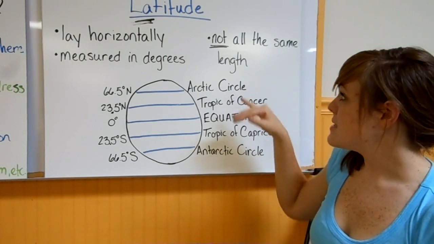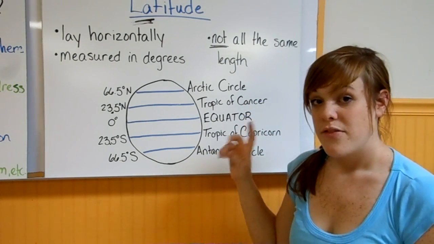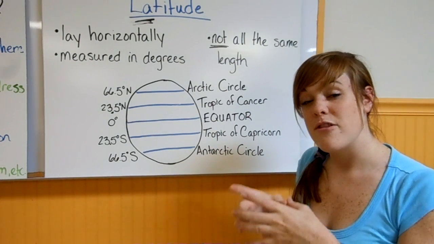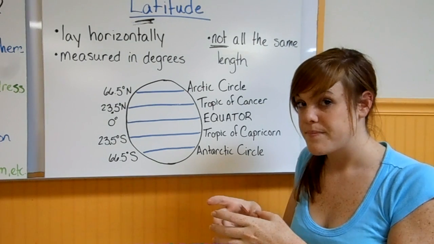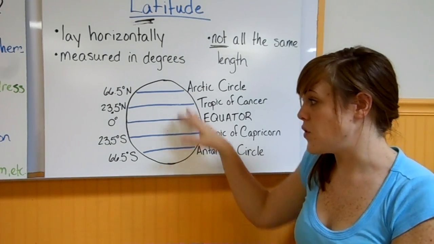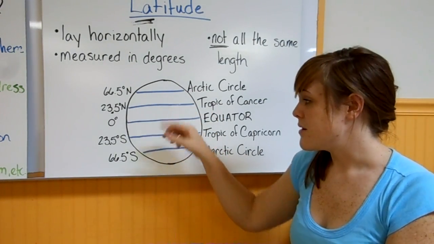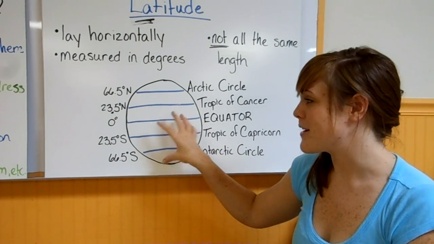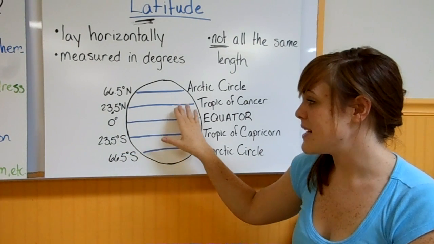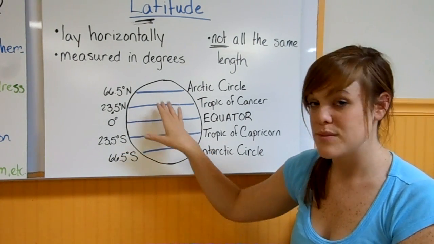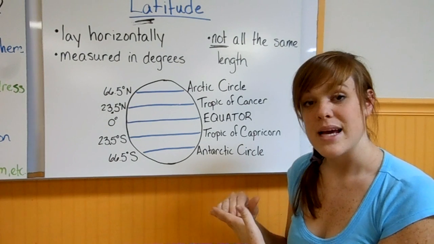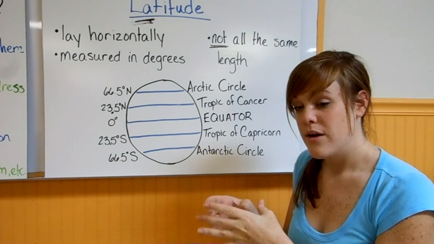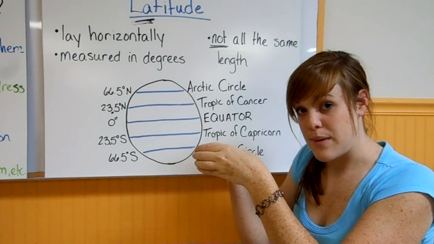And they are not all the same length. The longest line of latitude is around the equator, and that's because it's right around the very middle of the Earth. As you go north, the lines get smaller. This is not a perfect circle, by the way, but if it was a perfect globe, then you'd be able to see that this line is definitely shorter than this line, and this one's even shorter still. Because as you go north or south from the equator, the areas that you have to cover get smaller.